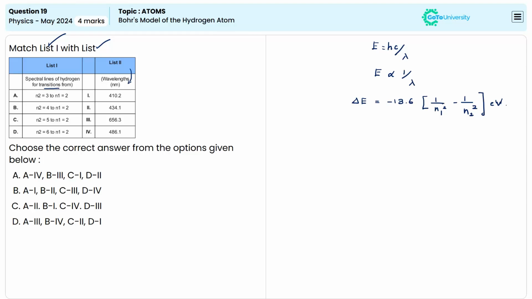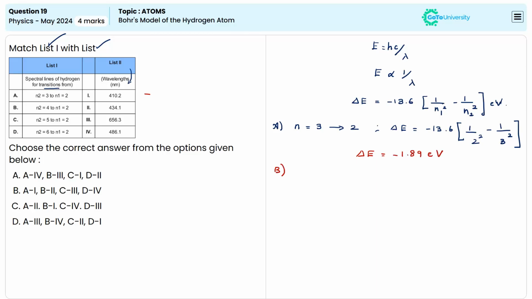In list 1, in option A, the atom is moving from orbit 3 to orbit 2. So here del E will be equal to minus 13.6 times (1 divided by 2 square minus 1 divided by 3 square). When we simplify this, we get del E is equal to negative 1.89 electron volt.